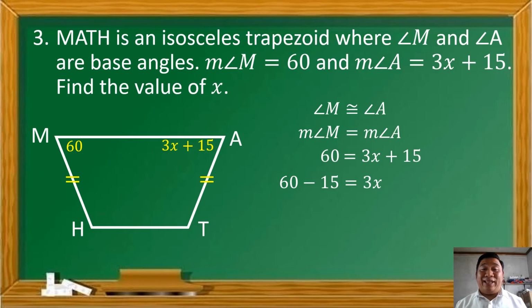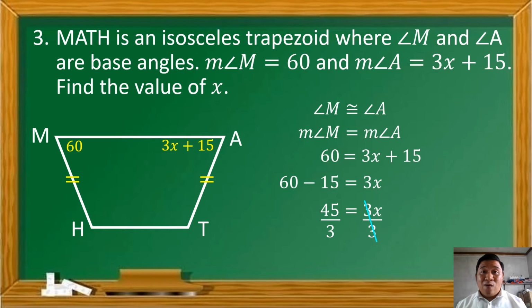Alright? Then, pwede na natin i-combine yan. Pwede na natin i-simplify yan. 60 minus 15 is equal to, very good, it's 45, which is equal to 3x. And to solve for x, ano nang gagawin natin? Okay, we divide both sides by 3 para ma-cancel na natin yung numerical coefficient ng x doon sa ating right side ng equation. Okay, so ngayon, cancel na natin si 3. Ang matitira na lang sa right side ay si x.